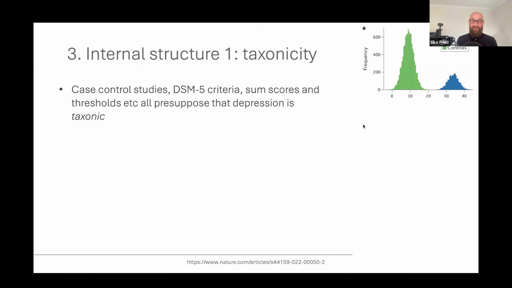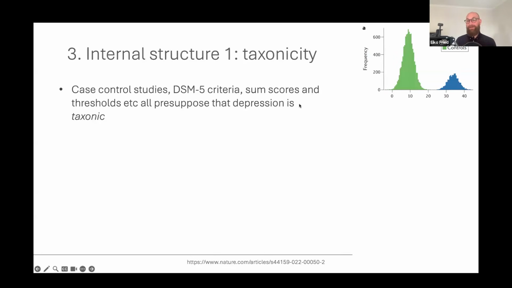The DSM criteria are similar. We have major depression and we have healthy. Now we have minor depression too, but we will ignore this for the sake of the argument. But yes, the world is a bit more complicated. Overall, a lot of research in our field, I don't know if researchers believe that, but a lot of research in our field assumes that depression is taxonic or categorical.